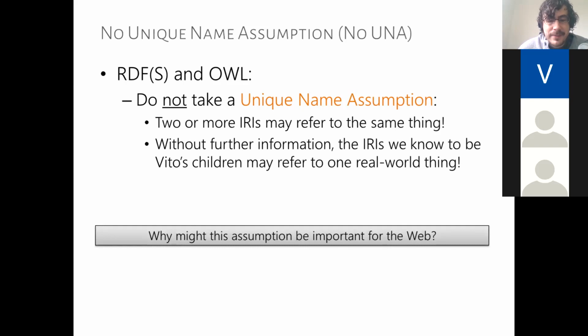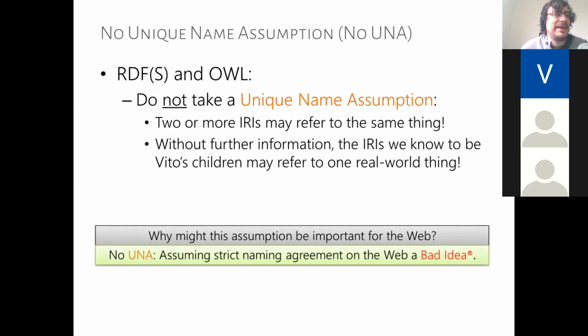So why might this assumption be important for the web? If we were to think about the web and having to name things in a very consistent manner, it would again seem to be a bad idea. So we would have to enforce that the entire web agrees on the IRI to refer to, for example, Santiago, and that no location on the web can use a different IRI to refer to the same city, right? So this would be very inflexible and very much against the decentralized nature of the web, right? Sort of enforcing people to use some strict naming scheme does not seem to be a good idea. So we have these 2 important assumptions or lack of assumptions for RDFS and OWL.